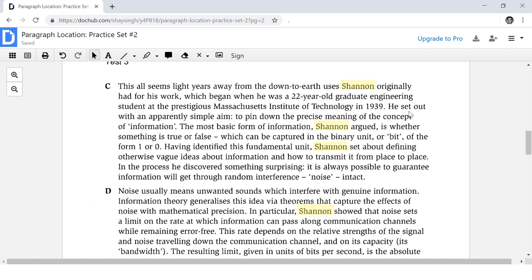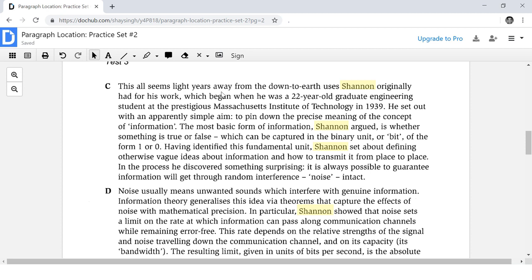Okay, now here it says he set out to do something. Again, this is talking about the beginning. It's talking about when he began his work, when he began at the age of 22 years. So it seems to be talking about that other piece of information that we are looking for. So let's go ahead and read it. We can just start up here.